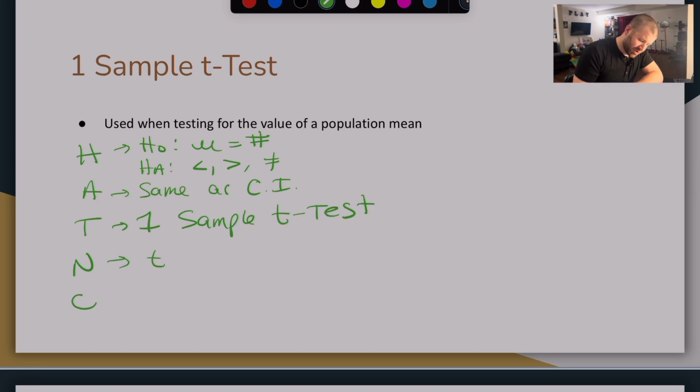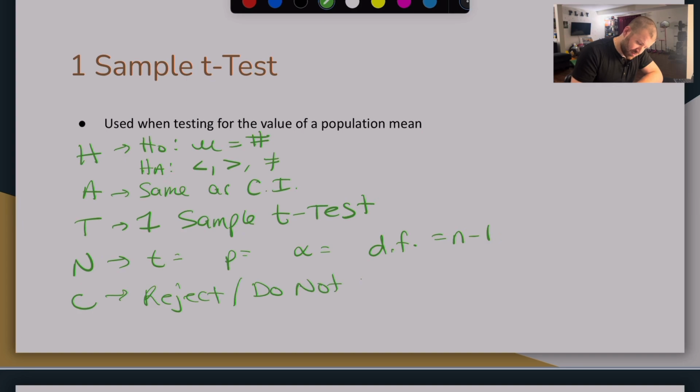For my numbers, you're going to get your test statistic, which is your t, and the p-value from your calculator. We'll list our significance level, and again, don't forget your degrees of freedom. Degrees of freedom here is still n minus 1. And my conclusion is the same as all of the z-tests that we did. We either reject or we don't reject. Those are my only two options when it comes to a hypothesis test. We're either rejecting the null hypothesis or not rejecting the null hypothesis.